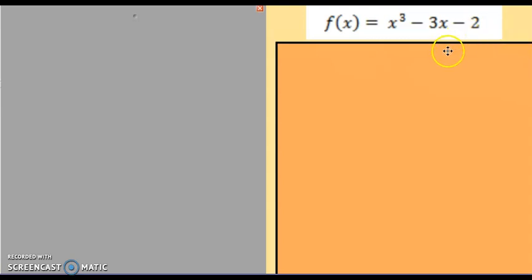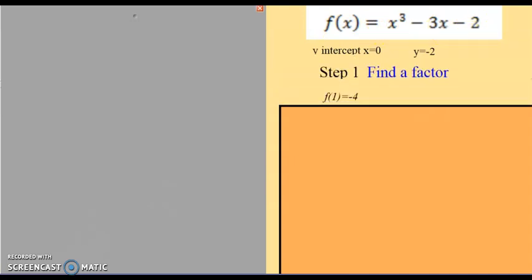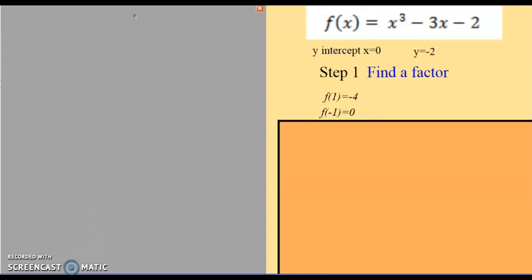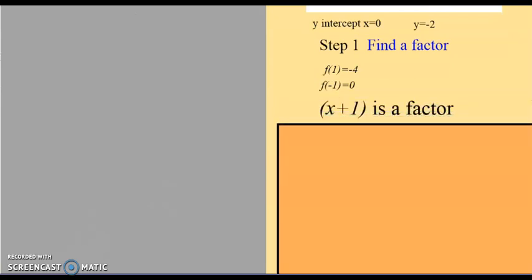The first thing that I do to find the y-intercept, I need to equate x to 0. That means my y-intercept will be negative 2. Next, I need to make y equal to 0 and calculate possible values for x. So I firstly find a factor, and I use the factor theorem by calculating f of 1, f of minus 1. Then I see f of minus 1 renders 0. So then I know x plus 1 is a factor.